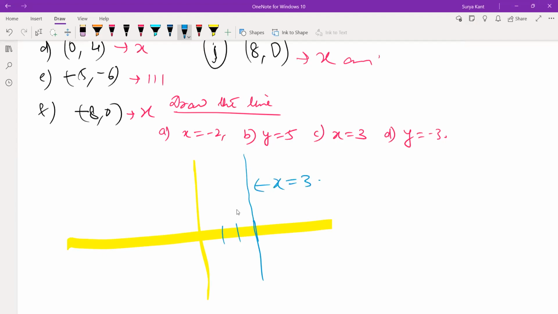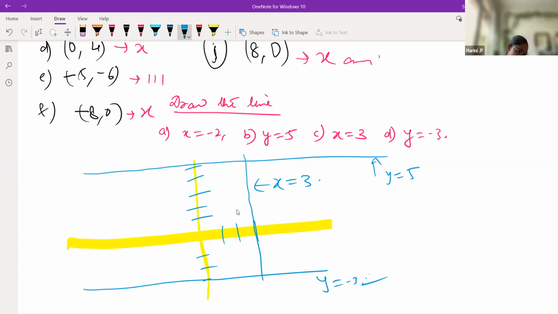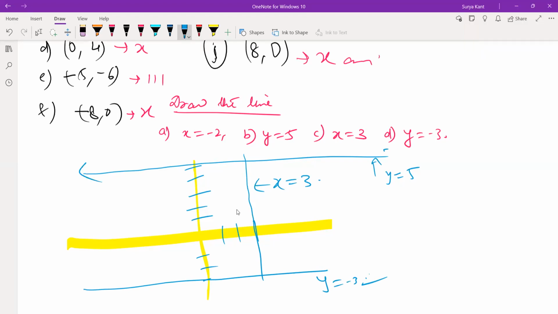And y is equal to 5. So 1, 2, 3, 4, 5. So this is the line y equal to 5. Then y is equal to -3. So down you see -1, -2, -3. So y is equal to -3. Understood? So you'll get something like a rectangle only, but you can extend the line up to any limit, not a problem.